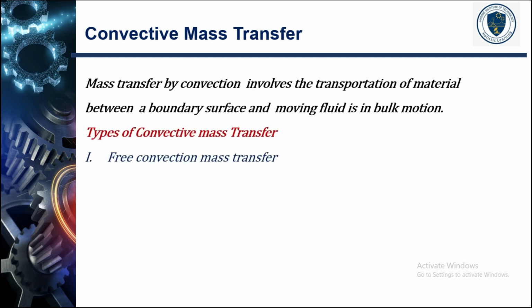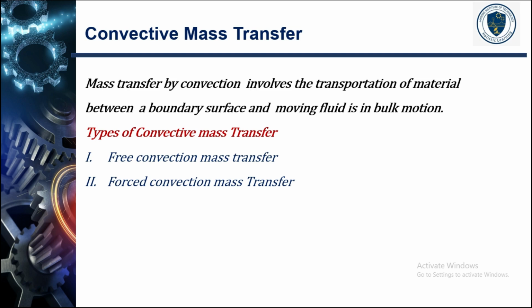One is called free convective mass transfer. In free convective mass transfer, the fluid motion happens due to density difference or buoyancy forces. The evaporation of ether or petrol are examples of free convective mass transfer. The next type is forced convective mass transfer. Here, the fluid motion is created with the help of external aids. Examples of forced convective mass transfer are water evaporation in a cooling tower and water evaporation from the sea.